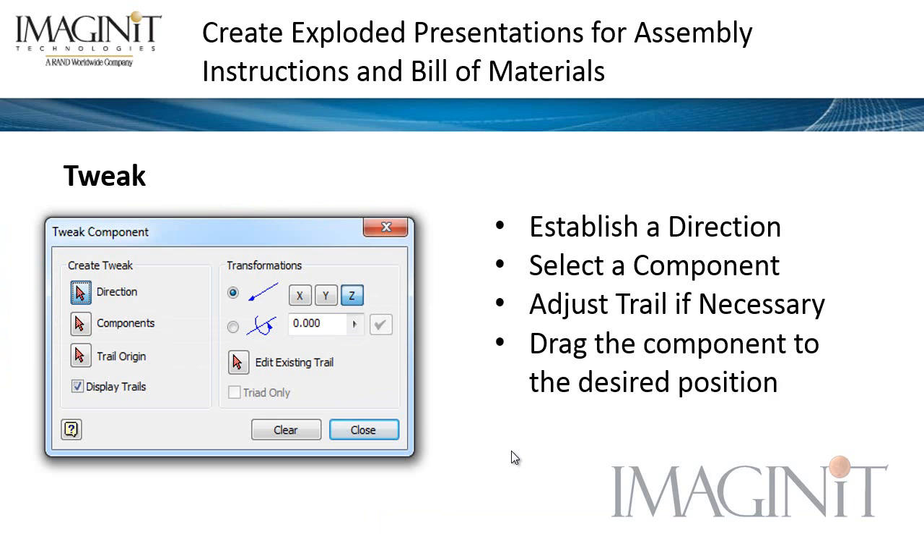The tweak command is fairly simple to use. It's really a 3-step command. The first step is going to be to establish a direction. You can pick any face or edge to establish a direction. The second step is to select a component. You can select any component in the design. And then you can adjust the trail. Now you don't have to adjust the trail. Only every once in a while do you have to adjust the trail. And then you'll finally drag it to the desired position.